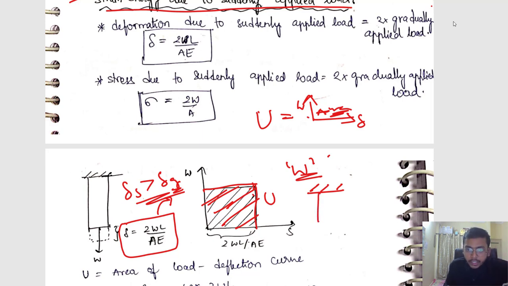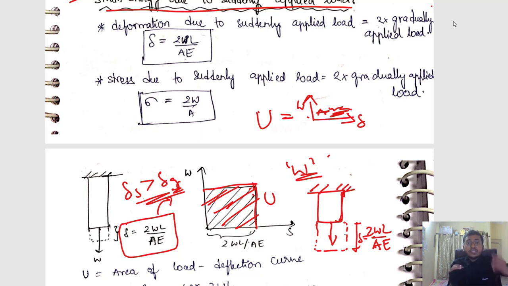Okay, now let us try to understand what is happening. As soon as you apply all the W at once, this body will elongate more. So what will the elongation be? The elongation will be 2WL by AE, that is twice that of the gradually applied load. So the strain energy stored will also be high, right?